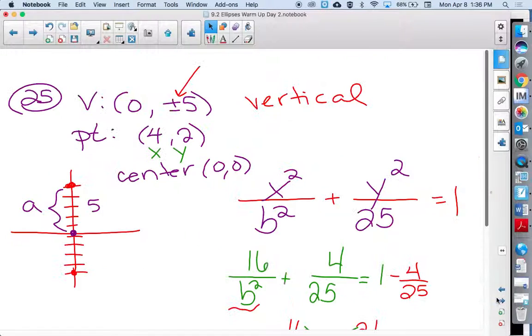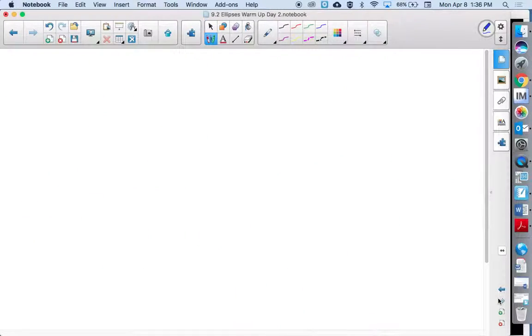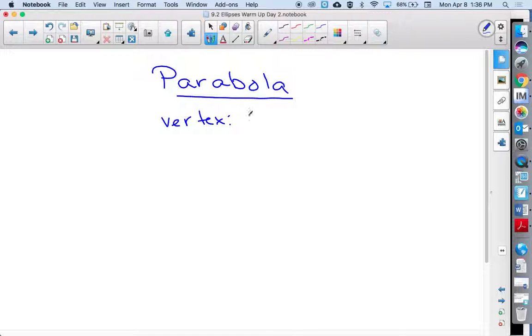All right, so just looking at the parabola information. I don't want a definition on here. I want the form. What does it look like? What's the equation? So underneath parabola, the vertex is (h, k). Everything is (h, k), the vertex, the center. Parabola is the only one that has one vertex. All the others have centers. That's (h, k).